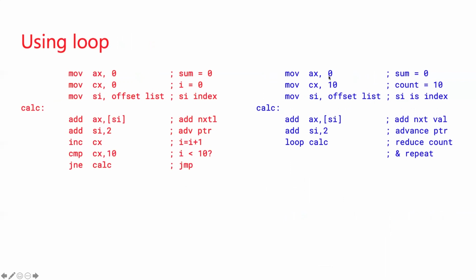We load 0 into AX. We load our pointer into SI, but we start out CX at 10 and we're going to count down. Each time we get an item out of the list and add it to AX, we move the pointer ahead, but we don't have to decrement CX because loop does that for us. We don't have to test it against 0 because loop does that for us.